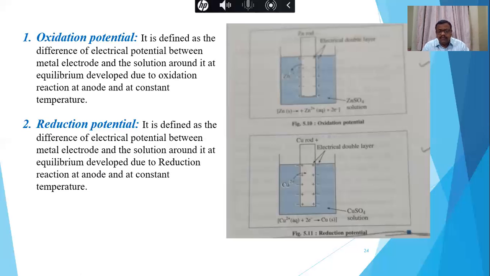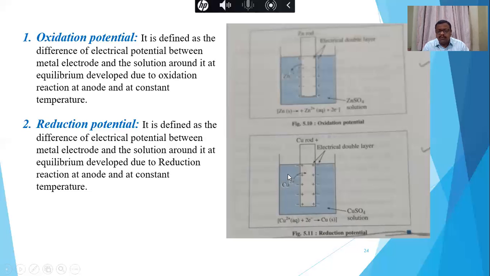Now let us look at the diagram and try to understand what is reduction potential. Suppose we have a copper rod, and this copper rod is dipped in a copper sulfate solution and a reduction reaction takes place. These copper ions in the copper sulfate solution accept the electrons and undergo reduction reaction, and they form copper metal, solid copper.